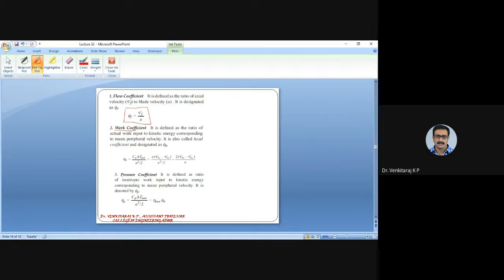Then the third parameter is the pressure coefficient. Pressure coefficient is the ratio between isentropic work and the kinetic energy. In the work coefficient we took the actual work, whereas when you define the pressure coefficient, it is the ratio between the isentropic work, Cp into delta T isentropic, divided by U square by 2. Here delta T is the temperature drop during the isentropic compression. This is the term we call the pressure coefficient. These three parameters are normally used to analyze the performance of a compressor.